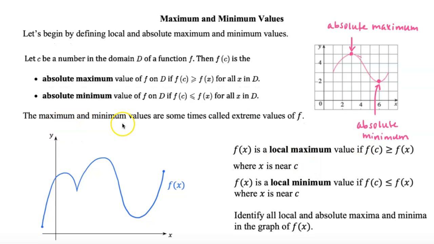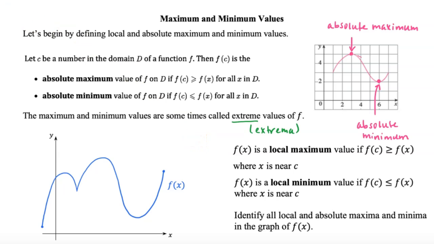And the maximum and minimum values are sometimes called the extreme values of f. The extreme values. And sometimes you'll see this word extrema. This is just the plural of extreme. So if you're looking for the extrema, you're looking for those maximum and minimum values.